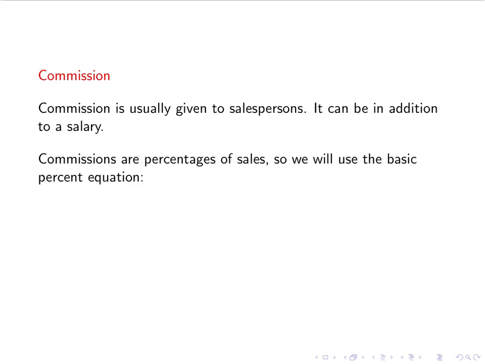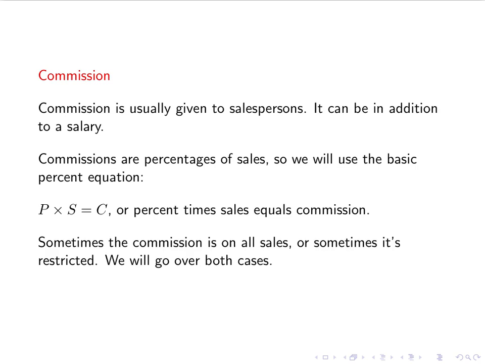Commissions are percentages of sales, so we're going to use that basic percent equation, which is going to look like P times S equals C for us, or the percentage times the sales equals commission. Sometimes the commission is on all sales, sometimes it's restricted, and we'll go over both of those cases here.